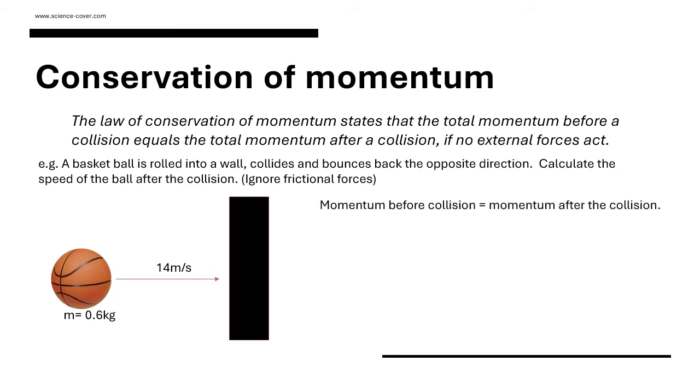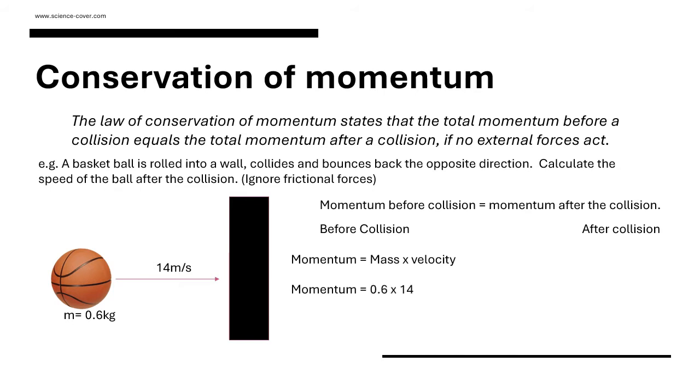So the momentum before the collision must be equal to the momentum after the collision. And before the collision, my mass multiplied by my velocity is 0.6 times 14, which gives me 8.4 kilogram meters per second. Now, according to the law of conservation of momentum, after the ball has struck the wall, it should maintain this momentum, 8.4 kilogram meters per second.